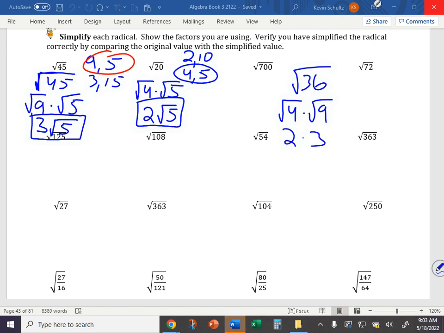Root 9 is 3. 2 times 3 equals 6, which is what root 36 equals anyway. Right? So if both of your factors are perfect squares, then what you had to start with was a perfect square as well. Okay? Good question.